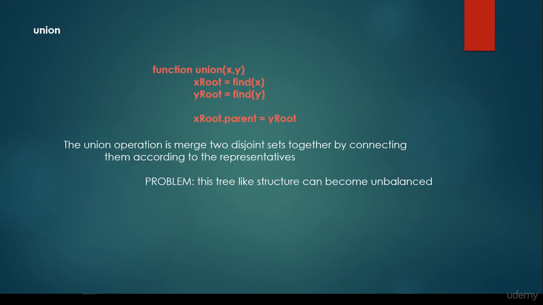What about the union? We have the union on X and Y, and basically we are going to find the root for X and the root for Y, and basically we merge them together. So the X root's parent is going to be the Y root. So the union operation merges two disjoint sets together by connecting them according to the representatives.